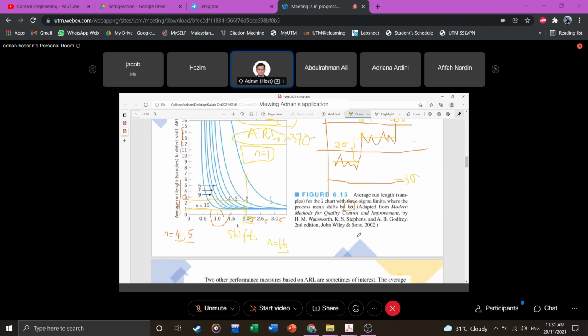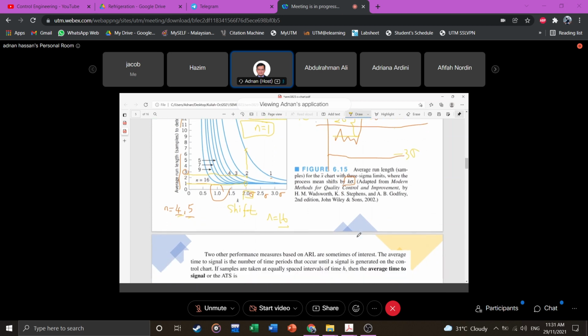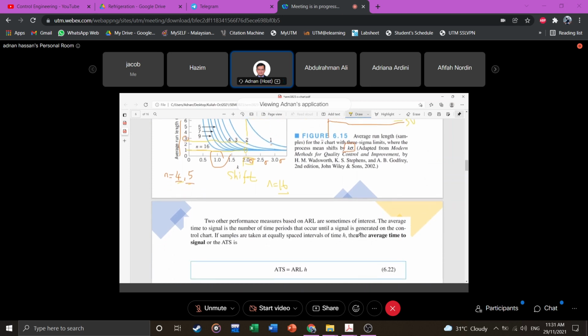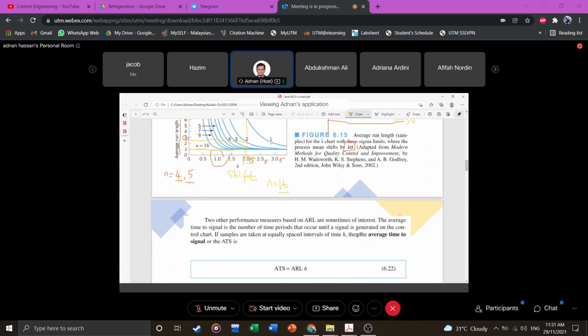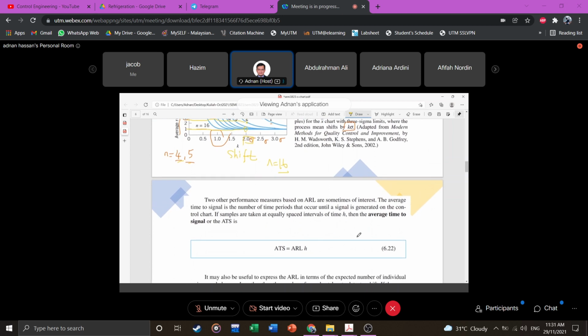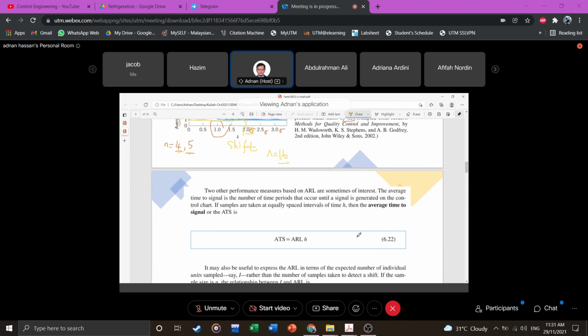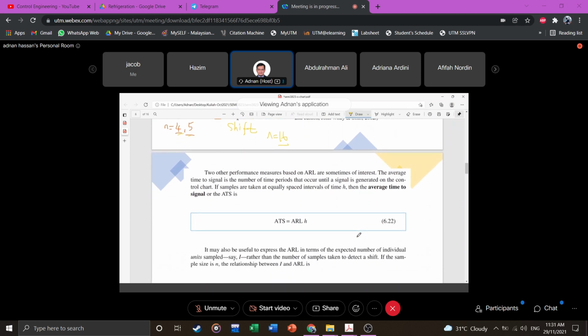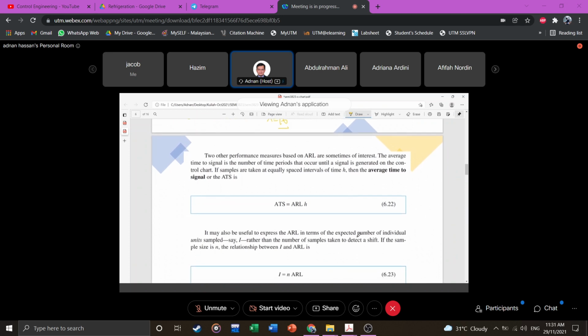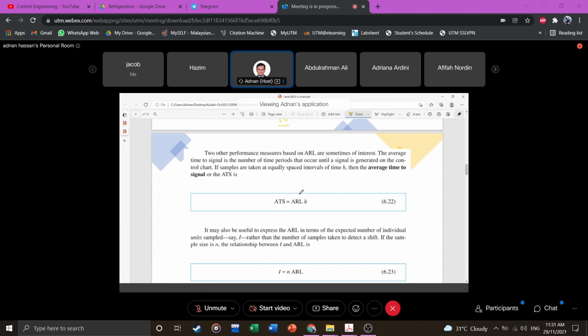Right. I hope that you get the idea how we can evaluate the performance of a control chart. So it's good to have more samples taken, but actually more samples taken is costly, because every time we take a sample, we do testing on the sample. But that's why some people try to use a small sample size. Another measure, we call it average time to signal.